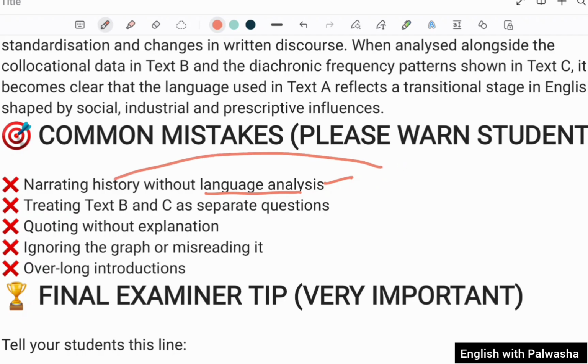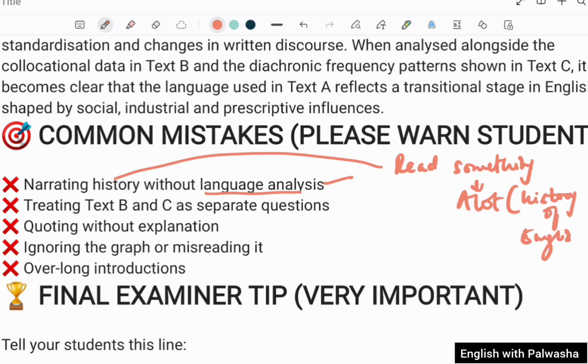You have to read something. You have to read a lot about the history of English, the Old English and the modern English. You should know what language analysis is, how to do it, what the way of analysis is, what the meaning of analysis is, and how people analyze it according to grammar, sentence structure, semantics, syntax. What are the ways, how do we analyze it?